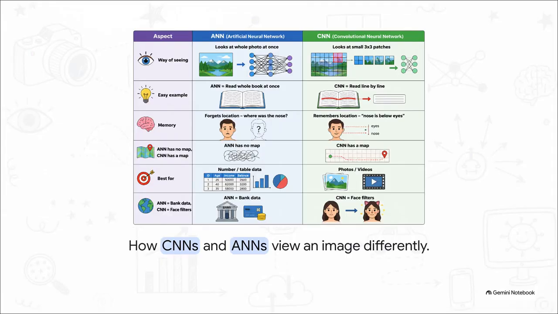So when we look at how modern AI processes these images, standard artificial neural networks, or ANNs, try to look at the entire photo all at once. They basically stretch 1,000,000 pixels into a single massive line of data. And the result? Well, they completely lose the map of where things are. It's like the network forgets that a nose is supposed to be below the eyes. But convolutional neural networks, or CNNs, do this entirely differently. They read the image using small, typically 3 by 3 patches, just sliding over the image. This preserves the map of the visual features. That's why ANNs are great for, say, basic spreadsheet data. But CNNs are the absolute standard for face filters and real computer vision.